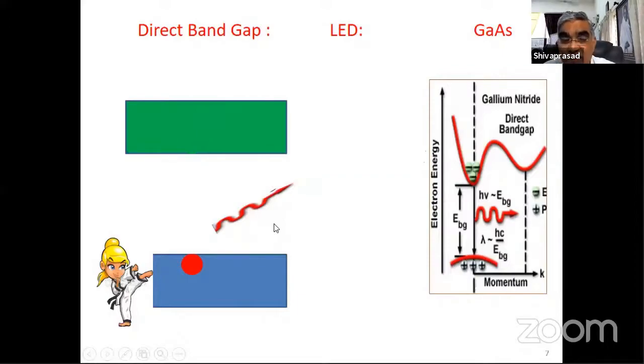I'll ask this question later. What is the energy of this light which comes out? Think about it. I'll ask you later.